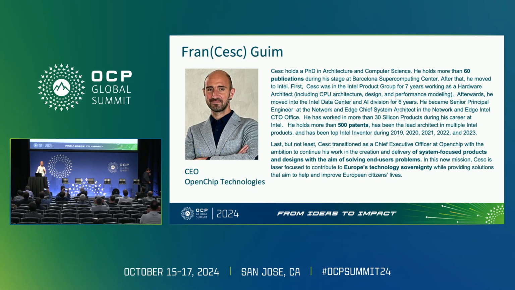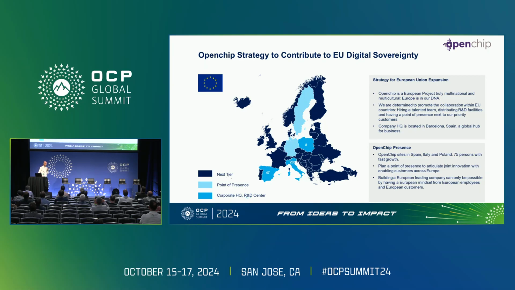Thanks for the intro. So I'm the CEO of Openchip. Openchip is a European company based out of Barcelona, and our focus is to develop HPC and AI accelerators. In the past, I worked more than 20 years at Intel. I did my PhD before at BSC, so I know the area quite well.